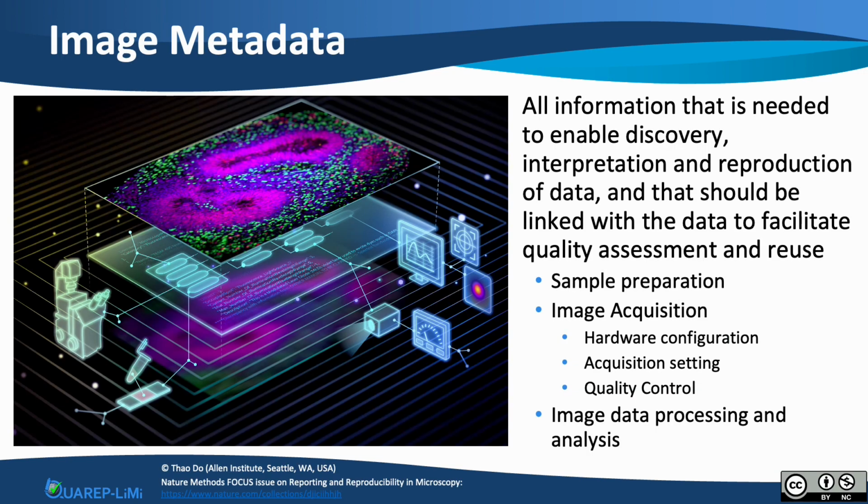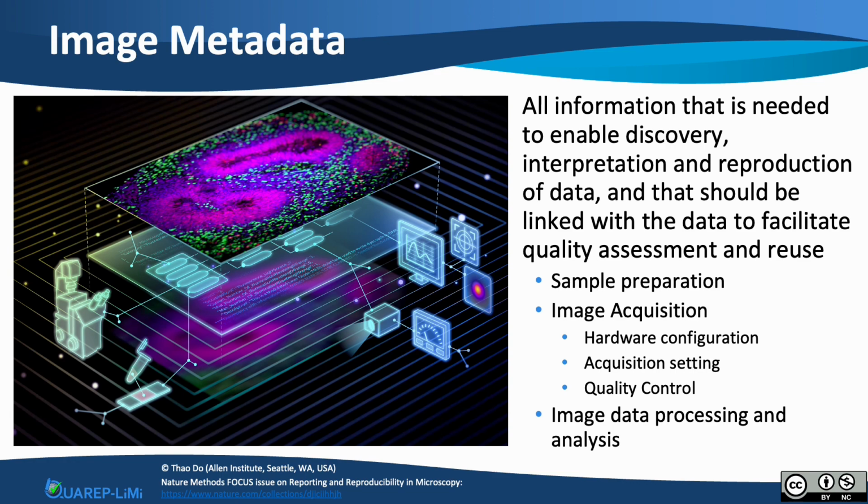When it comes to image metadata, all information that is needed to enable discovery, interpretation, and reproducibility of the data, and that should be linked with the data to facilitate quality assessment and reuse of the data, is considered a more complete representation of image metadata. This includes, but is not limited to, sample preparation metadata, image acquisition metadata including hardware configuration, acquisition settings, quality control, etc., as well as image data processing and analysis details.